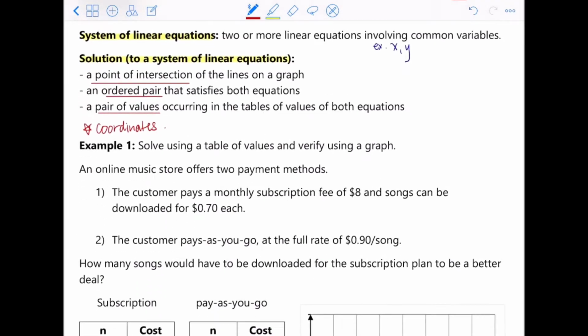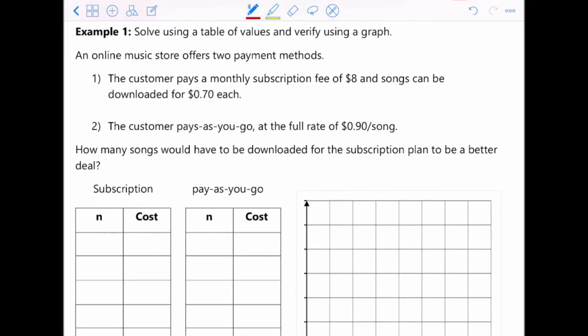Let's take a look at example 1. Solve using a table of values and verify using a graph. So we have an online music store that offers two payment methods. The customer pays a monthly subscription fee of $8 and songs can be downloaded for 70 cents each.